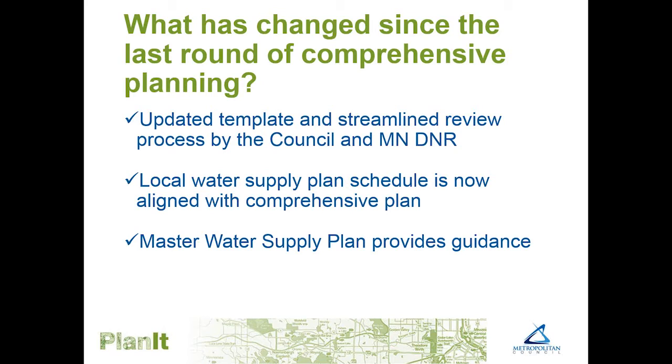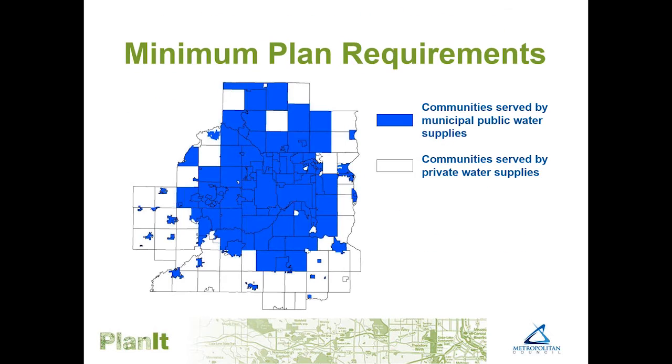Finally, regional water supply policies have been improved to better support comprehensive planning that promotes sustainable water supplies. Those new policies are reflected in the revised template, and the updated Master Water Supply Plan provides information and guidance. Minimum requirements for water supply planning vary across the region. Over 100 communities in the region are served by municipal public water supplies, colored blue on this map. Other communities get all of their water from private wells, colored in white on this map.